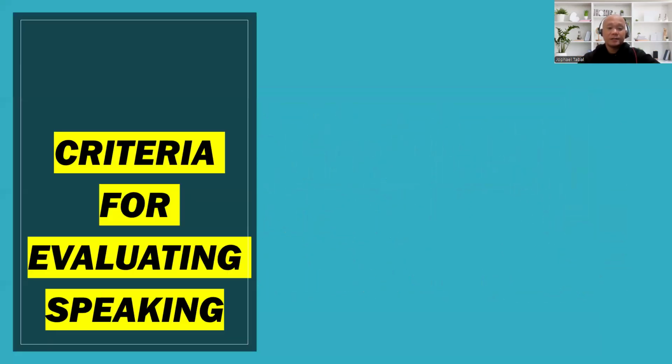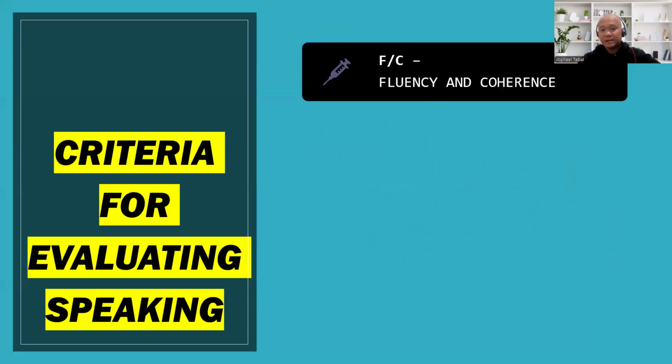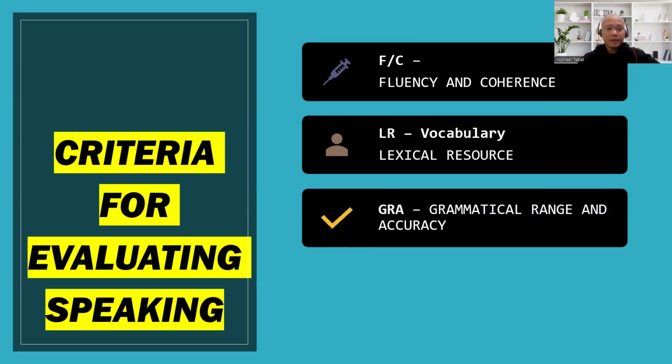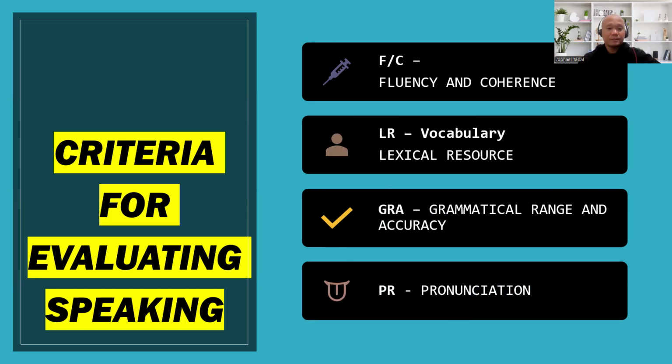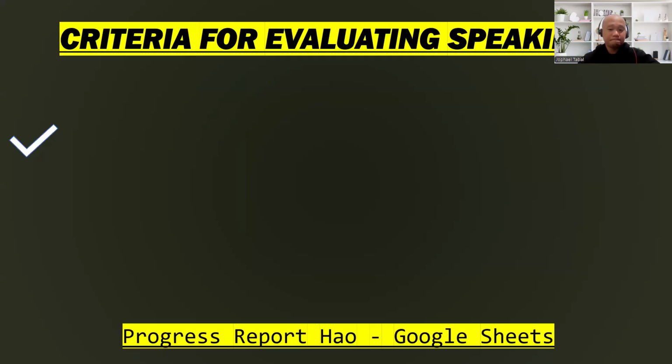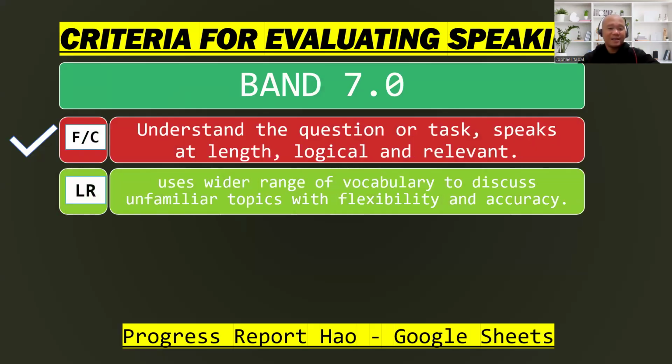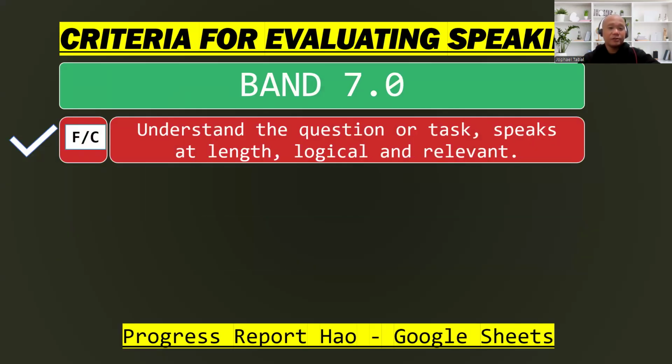And to understand IELTS speaking part 3, let us first understand the criteria on how the candidate is awarded. So we have fluency and coherence, FC; LR, lexical resource or vocabulary; GRA, grammatical range and accuracy; and PR or pronunciation. Now let's take a look at band 7 for each criteria.